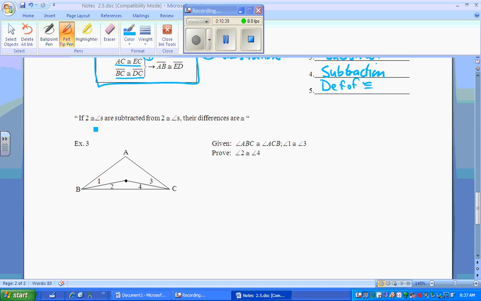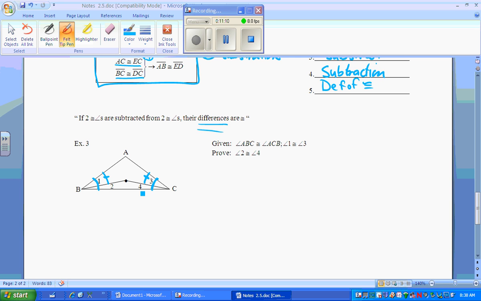Let's look at example 3. If two angles are subtracted from two congruent angles, their differences are congruent. So subtraction, difference. We're starting with this given: ABC, this big angle here, is congruent to ACB, this big angle here. Angle 1, the smaller angle, and angle 3 are congruent. So that means angle 2 and 4 have to be congruent because they're left over for your end result.